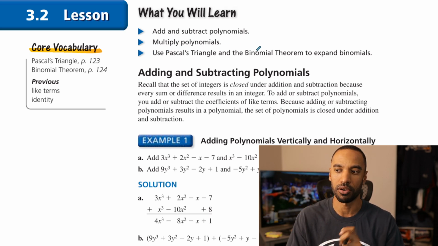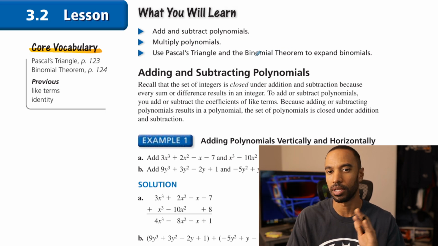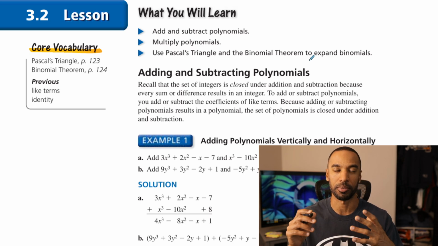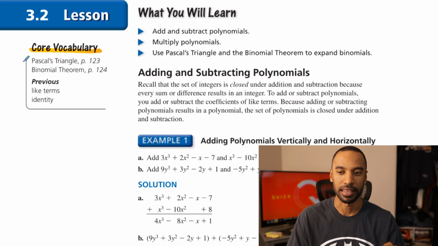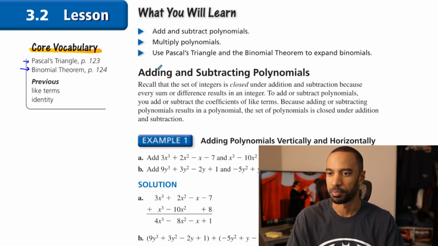This should be new here though. Use Pascal's triangle and the binomial theorem to expand binomials. So getting bigger things other than just squaring binomials, we're going to cube them, raise them to the 7th power, things like that. That should be new, and that's new as far as core vocabulary goes. Otherwise, like terms and identity, however that's used, are things of old.